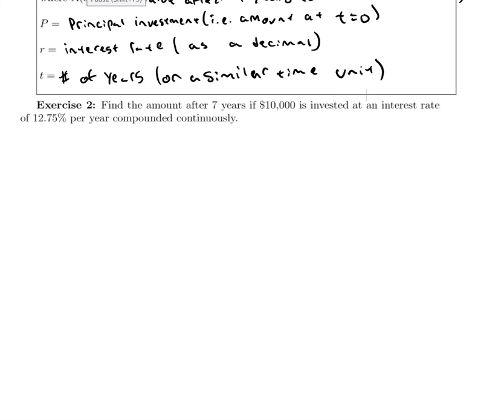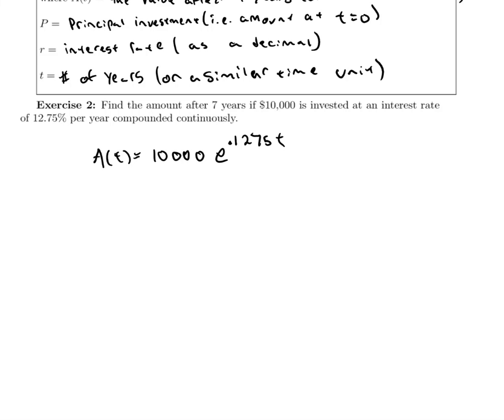So I'm just going to first write what is my compound interest formula. So I'm using PERT. And in this case, A of t is going to be equal to the principal amount invested. So 10,000 is how much we're investing at time 0, times e to the r, so 12.75% is 0.1275, times t. This is our formula.